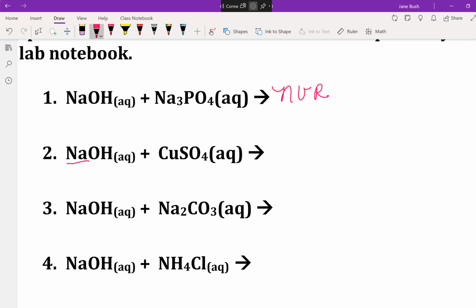The next one, the sodium is going to bond with chlorine, our old friend. We see sodium chloride a lot in this lab. And it's going to leave the iron to bond with the hydroxide. Is hydroxide going to be soluble with iron? No. So it is insoluble.